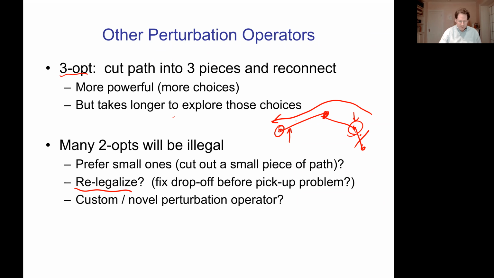Your basic illegality is that you're dropping off before you pick things up. So maybe you can fix that up with a smarter legalized perturbation operator. Maybe you make something different. So you're kind of inspired by these notions of just swapping 2 intersections or using things like 2-ops that can reorder entire parts of the path. But you come up with something a bit different that is either less likely or maybe not capable of making illegal paths, and therefore you can explore the space more efficiently. All those things are reasonable.